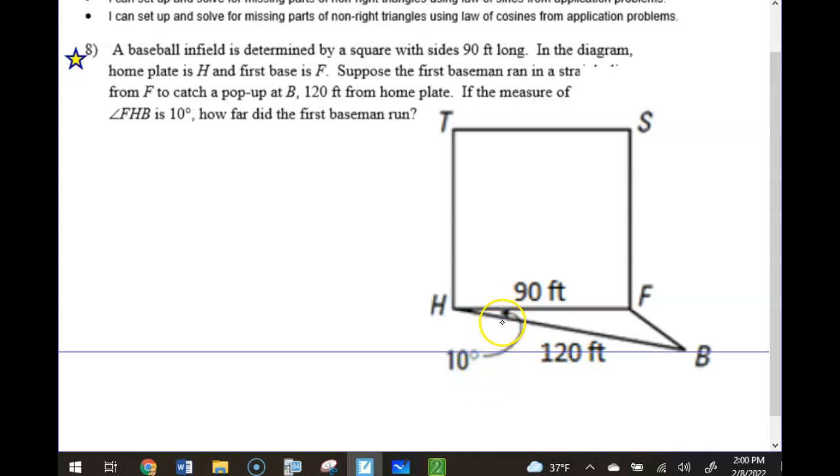All right, but this is an application problem. It says the distance from home plate to first base is 90 feet. The guy had to run 10 degrees off of that line, 120 feet. There was a pop-up hit out here. So how far does the first baseman have to run back to get here? So there was a 10-degree angle in between here. What are we going to use?